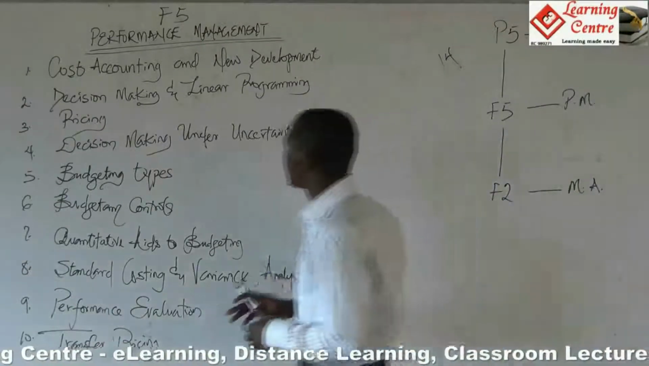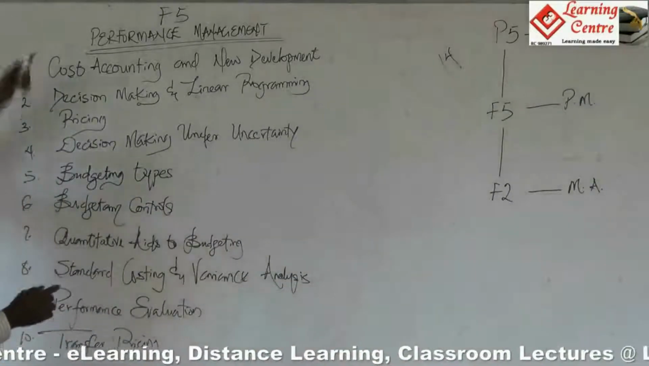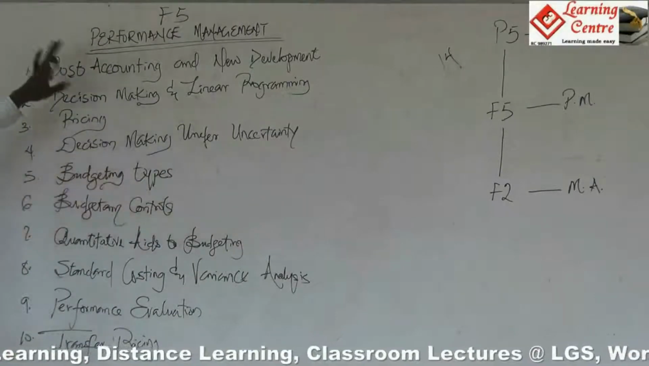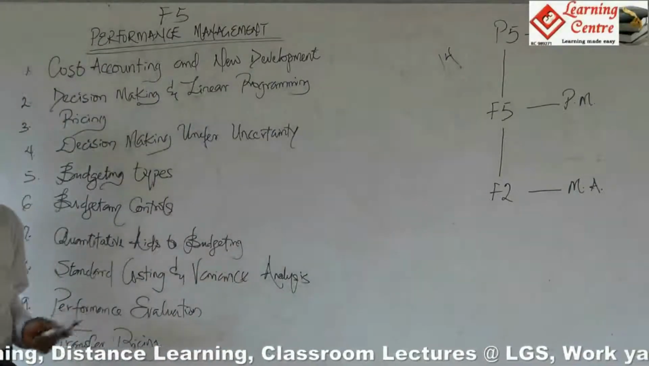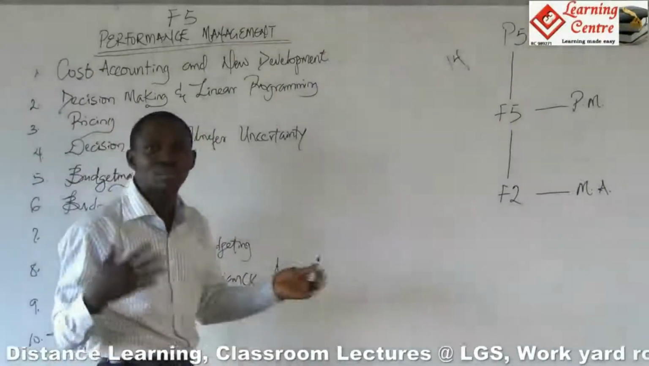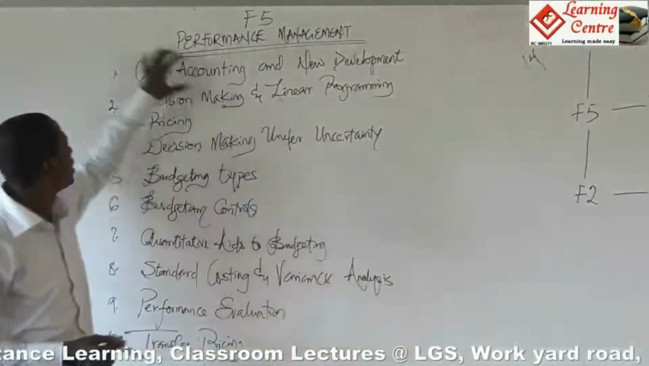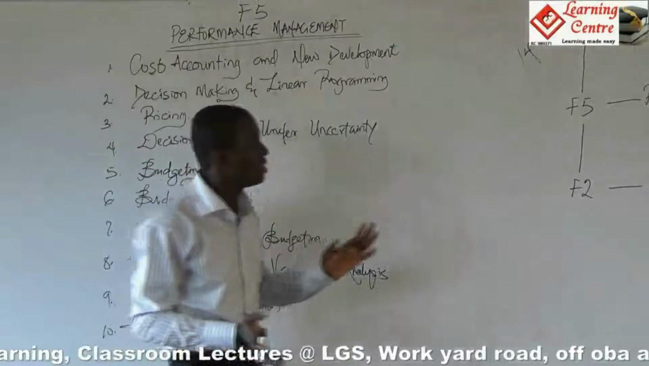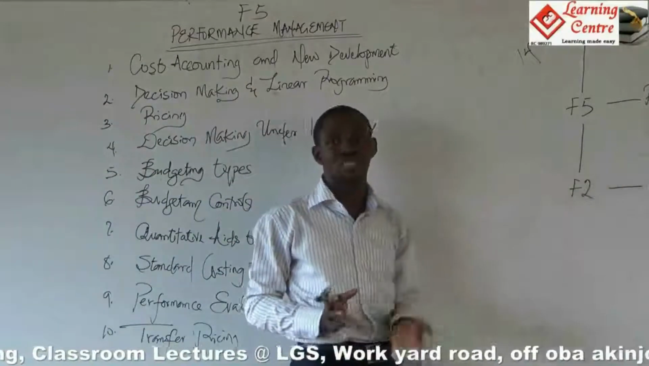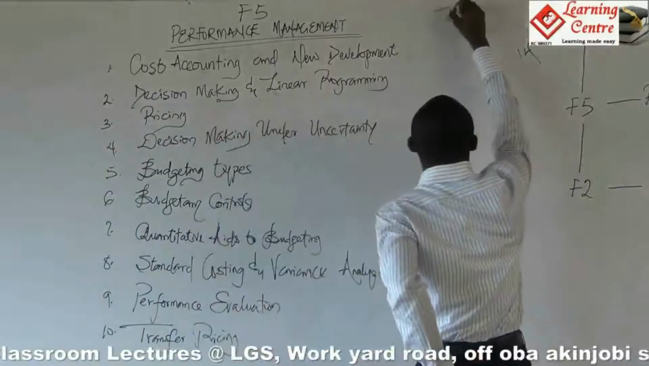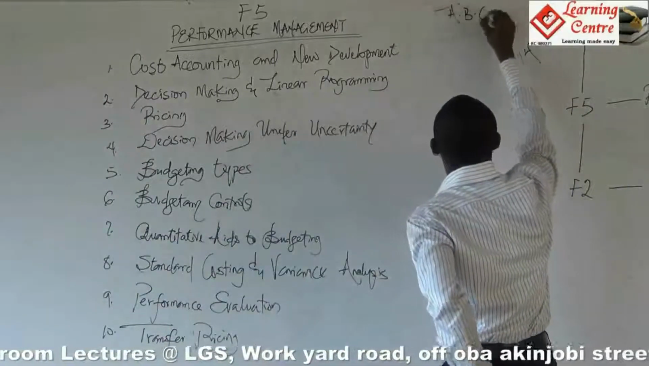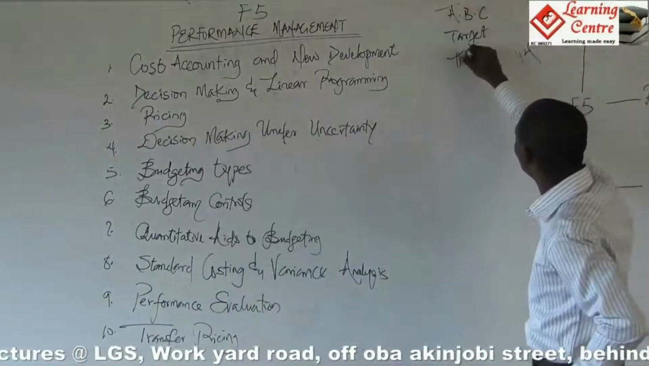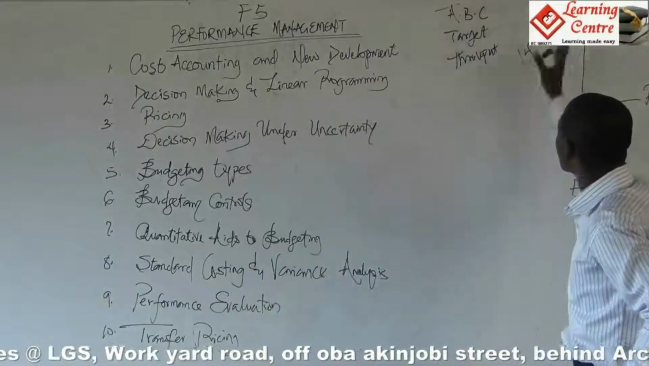Now, under performance management, the first thing we have here is cost accounting and new development. In the F2 class, we knew different cost techniques, which talk about absorption costing, and the rest of them. But when we come to F5 class, we now have different cost techniques, which are going to be an upgrade on the traditional. So we have things like what? ABC, which is activity-based costing, target costing, throughput, and a host of others.